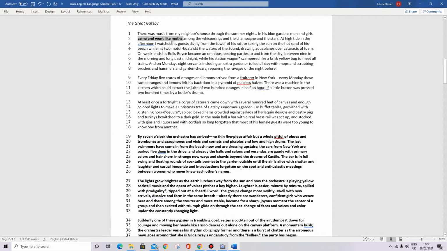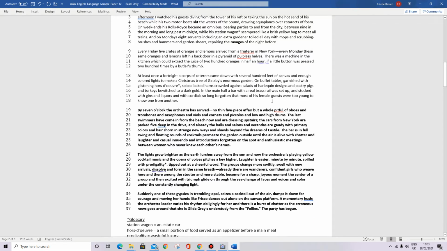Came and went like moths. Okay, the whisperings and the champagne and the stars, and the ravages of the night before, I think. Okay, quite like that one as well, actually. Slit the waters of the Sound. Like it's cut them up.